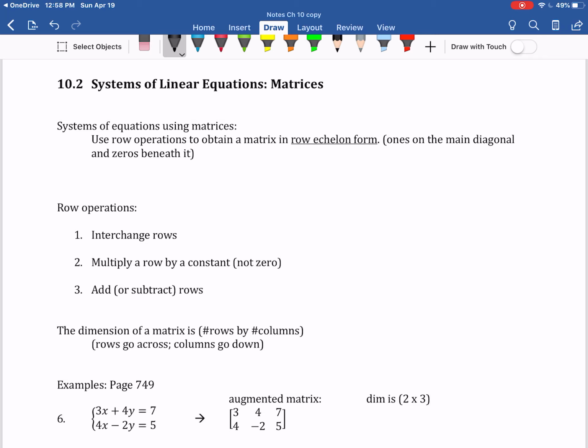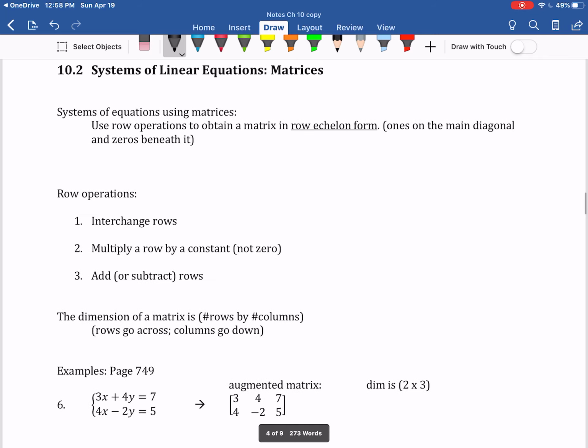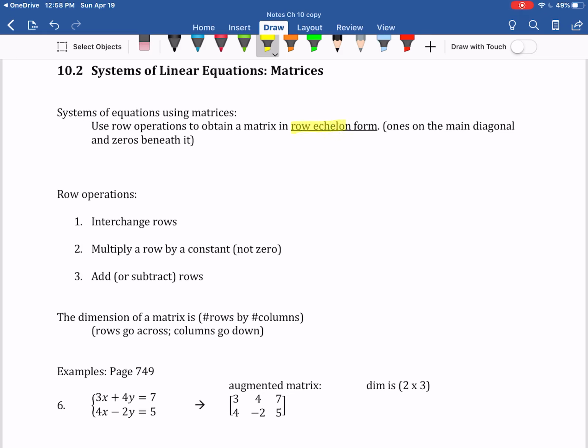Once again, this only works for linear equations. And the method is known as the row reduced echelon form. What? This thing right here. The row echelon form, or the reduced row echelon form to be even more specific, is what we are going to attempt. And we're using row operations to make this happen.